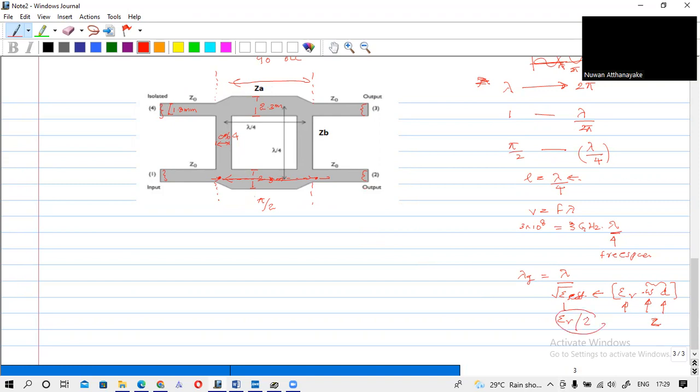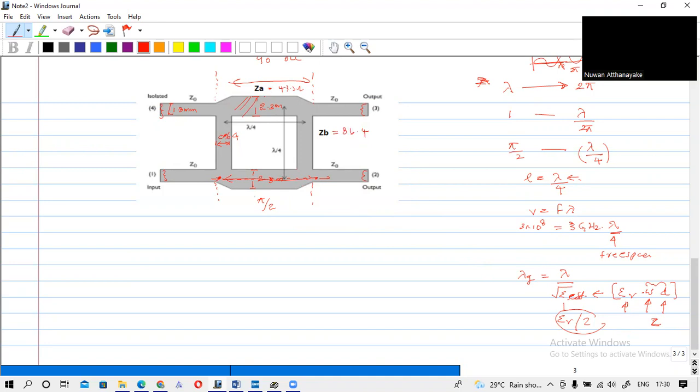So this lambda g will be based on these parameters and this lambda, and then the length also will depend on these parameters. You can see that these have different characteristic impedance: this has 43.3 ohm, and this high impedance section has 86.4 ohm.